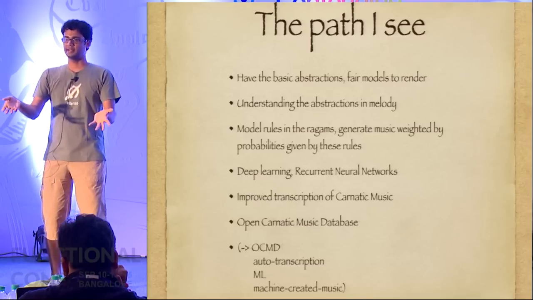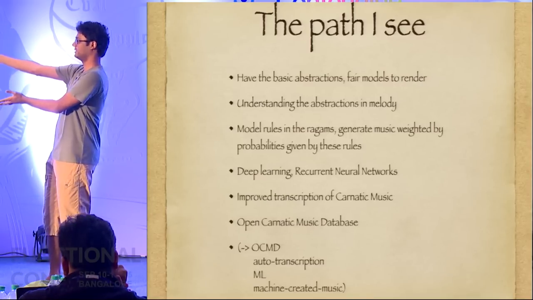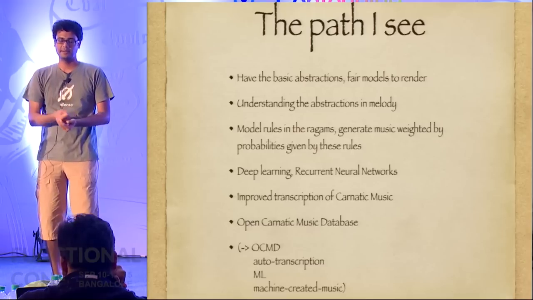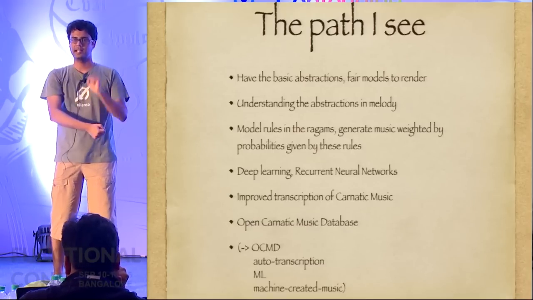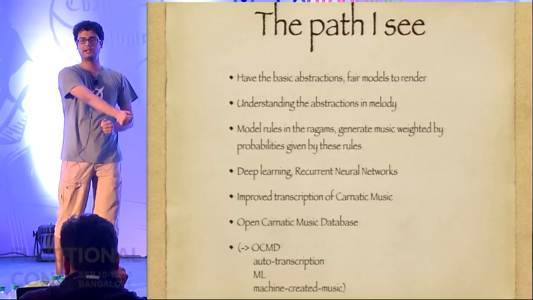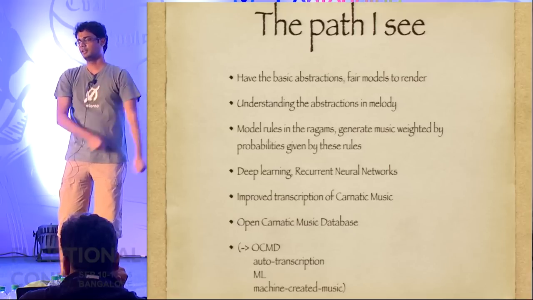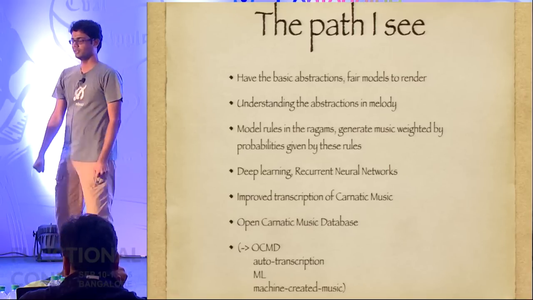So once I have that, the path is as simple as this: give me the data, I'm going to auto-transcribe it, feed it into my thing, and machine learn it, and then I'm going to create music. Not me, I mean the machine is going to do that.